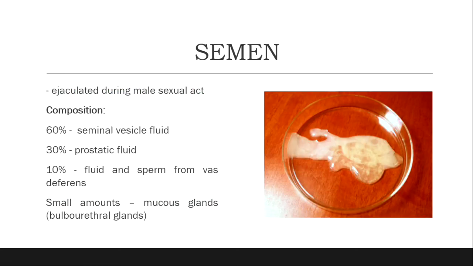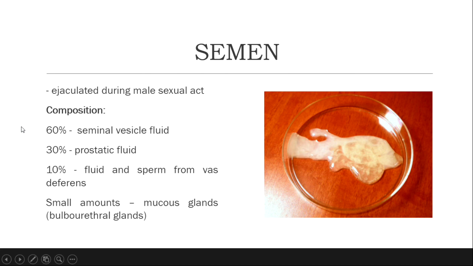Okay? Also, ito yung sinasabi ko, kapag pinagsama-sama na natin yung mga different secretions, it will form eventually the semen. So this is ejaculated during the male sexual act. So the composition niya is 60% is usually from the seminal vesicle, 30% is from the prostatic fluid or from the prostate, and 10% is the fluid and the sperm from the vas deferens.